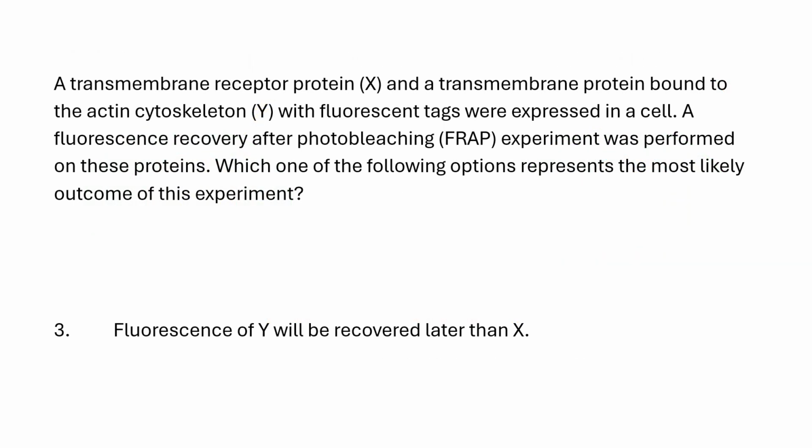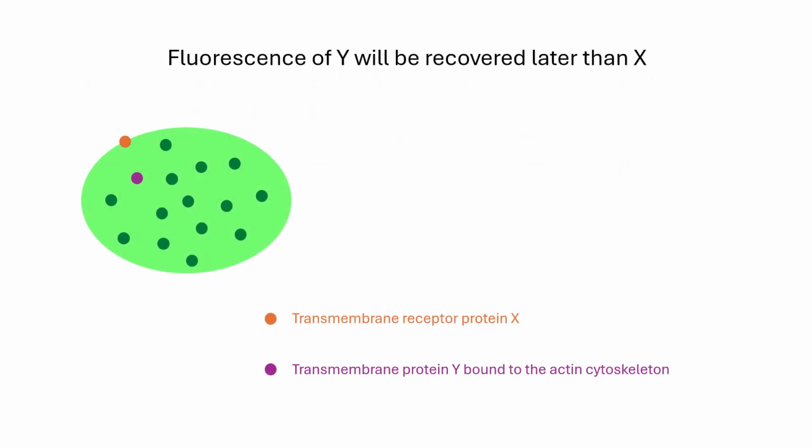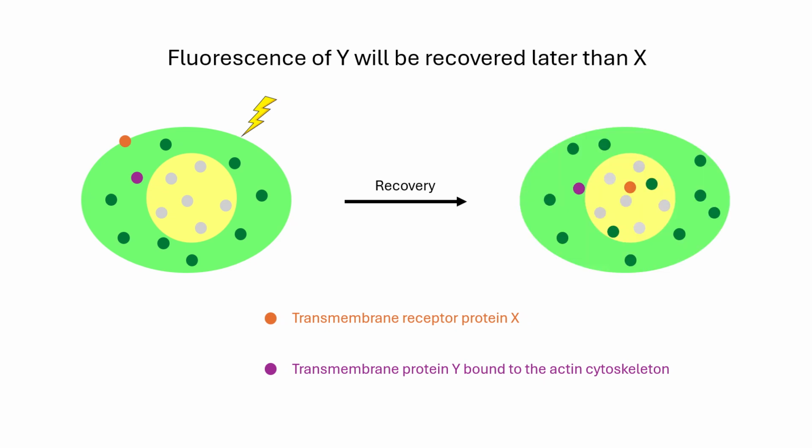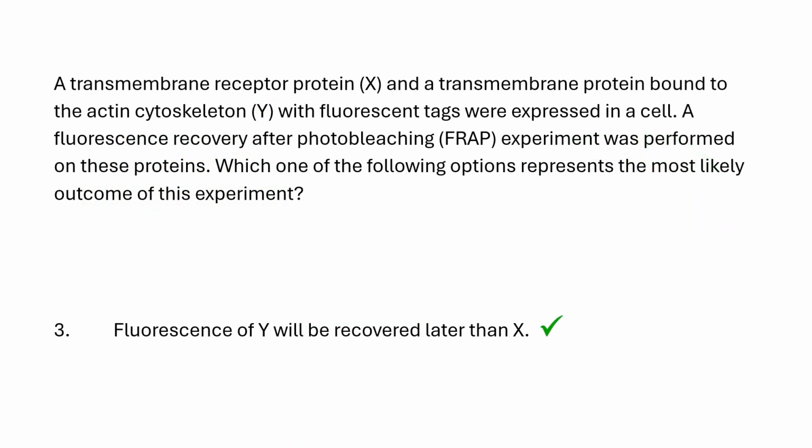The third option is fluorescence of Y will be recovered later than X. If protein Y is bound to the actin cytoskeleton, its mobility will be significantly restricted, as the cytoskeleton acts as a structural framework that limits its movement. The slow movement will lead to a slower fluorescence recovery rate of protein Y compared to that of protein X. Therefore, the most likely outcome is the third option. Fluorescence of Y will be recovered later than X.